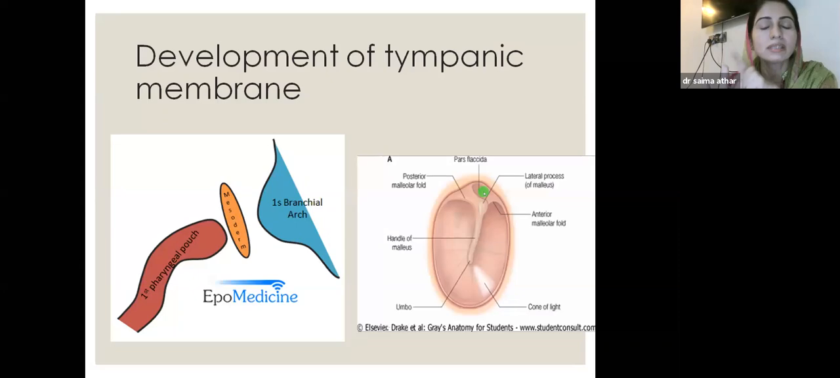ठीक है, तो ये दो क्लेफ्ट और पाउच आपस में मिलते हैं और बीच में सैंडविच हो जाता है mesenchyme. So in this way there are three layers of the tympanic membrane. The inner one is the epithelium of first pharyngeal pouch, and the outer one is the epithelium of the first pharyngeal cleft.